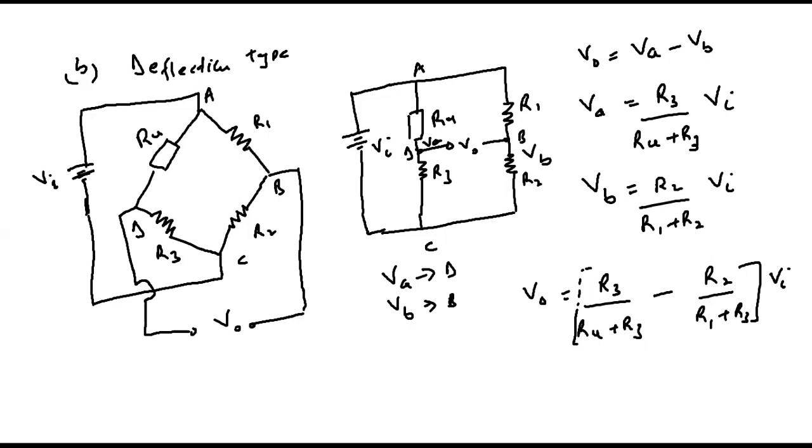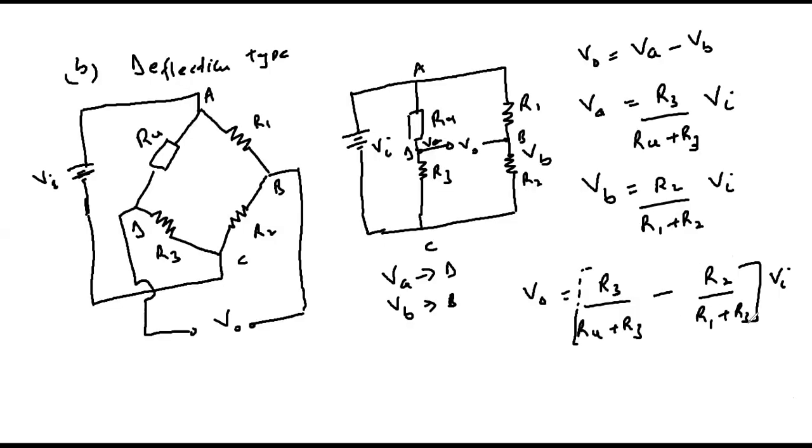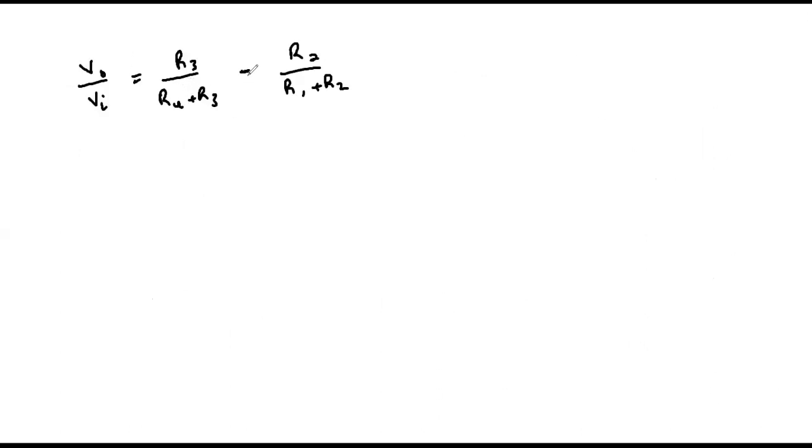We want to make Ru the subject of the formula, and therefore we can write our output over input is equal to R3 over Ru plus R3 minus R2 over R1 plus R2, which is what we had previously. This is R2, R1 plus R2. This is Ru plus R3. Then we can write V out over Vi plus R2 over R1 plus R2 will be equal to R3 over Ru plus R3.